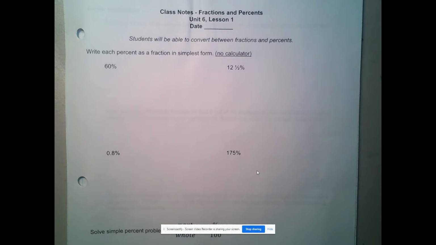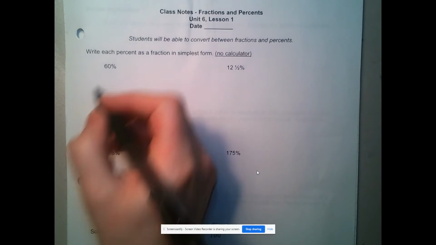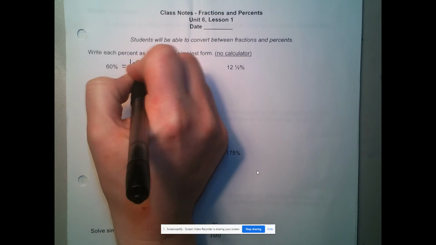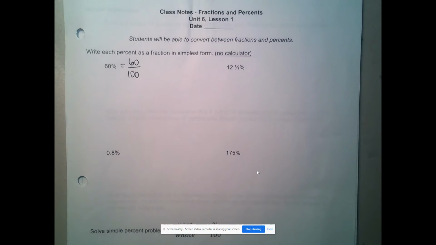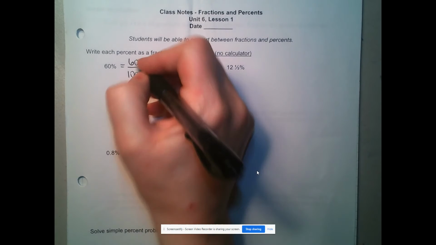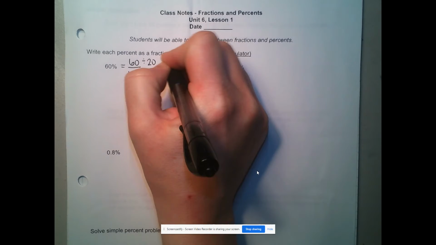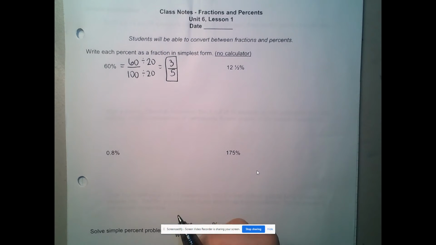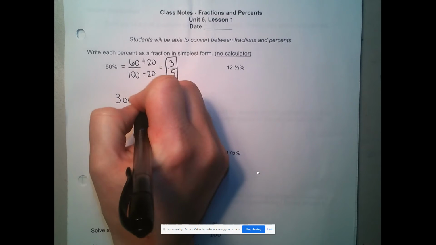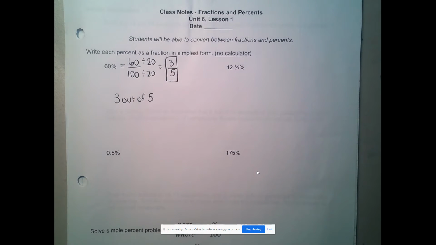Write each percent as a fraction in simplest form. So first of all, we have to know what a percent is. Percent means per 100. So 60% is the same as saying 60 out of 100. And some of these, the ones we're starting with at least, are very easy to put as a fraction in simplest form. So for example, I know that 60 and 100 are both divisible by 20. So if I divide both of them by 20, I get 3/5 and I would be done. 60% as a fraction in simplest form is 3/5 or 3 out of 5. So if you've ever seen those commercials, 3 out of 5 dentists, that's the same as 60%.